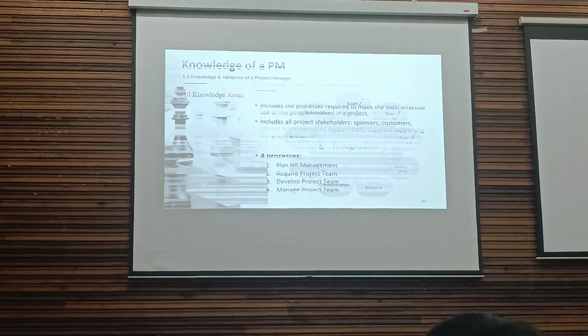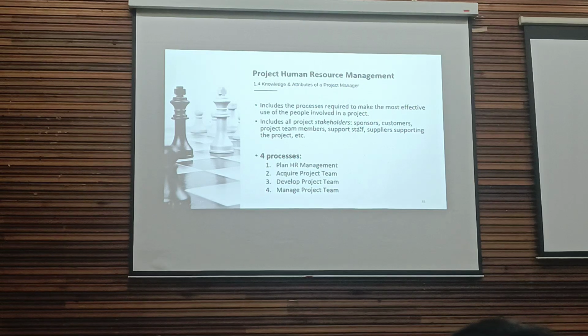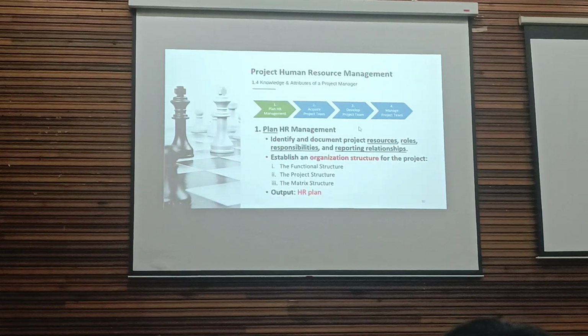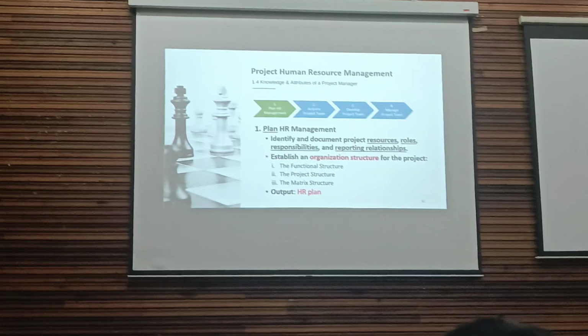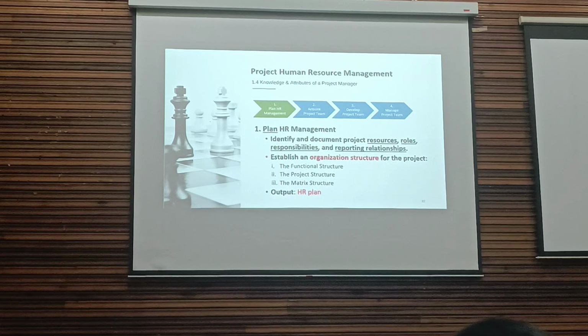So next part, project human resource management. 4 processes, 4 main activities: plan HR management, acquire project team, develop project team, manage project team. Okay, so plan HR management: identify and document project resources, roles, responsibility, reporting relationship.